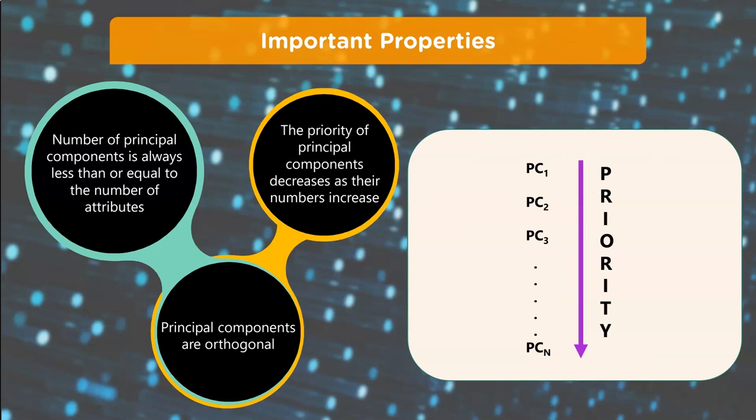The priority of principal components decreases as their numbers increase. This is important to understand. If you're going to create one principal component, everything is summarized into that one component.